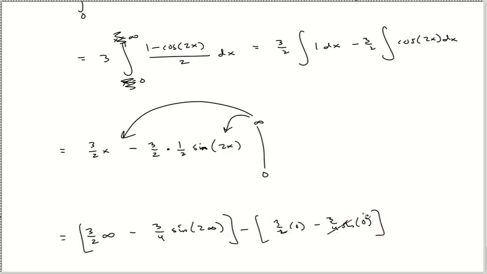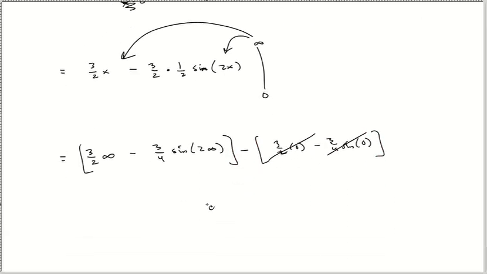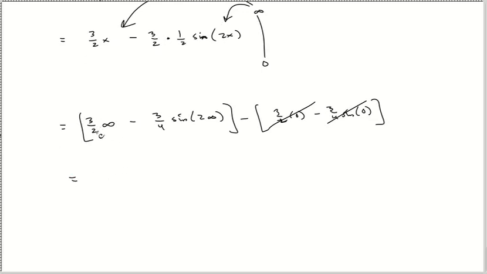So sine of 0 is 0. 0 times anything is 0, so that goes away. We don't have to worry about it. Cool. That's an infinity. 3/2 times infinity is still infinity. And this is an interesting one. What's sine of infinity? What's sine of infinity?